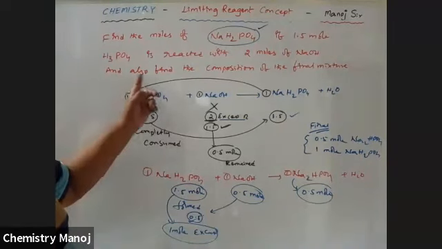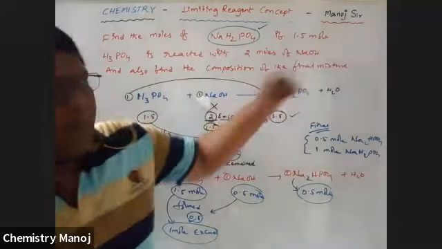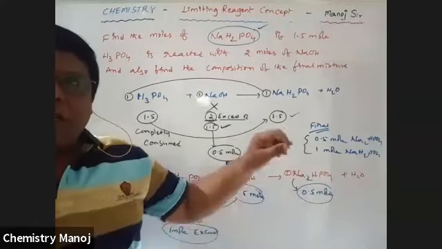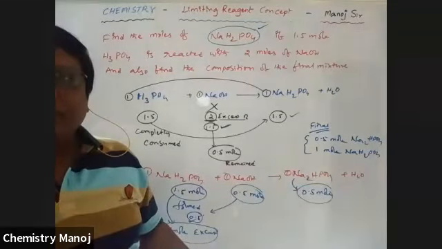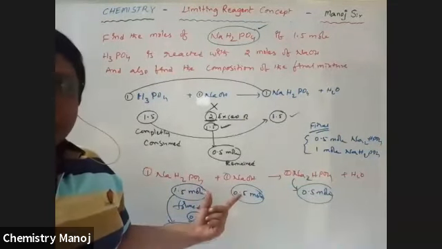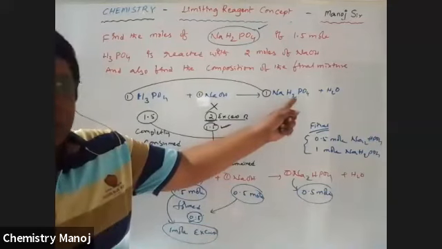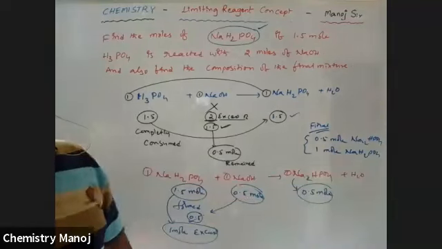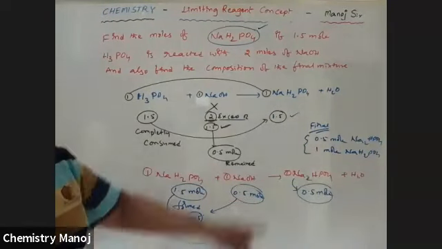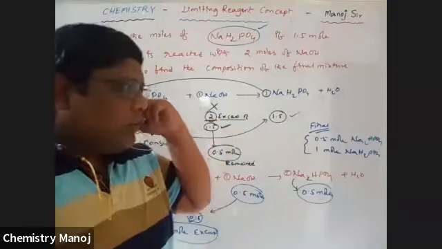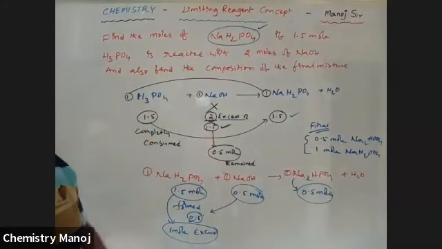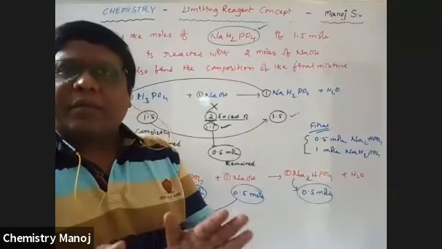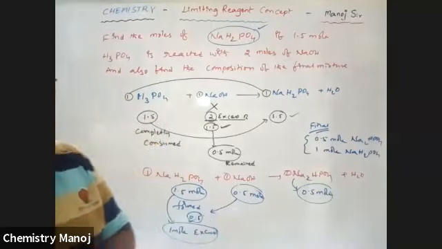Also find the composition of the final mixture. Final mixture means if acid and base are inside, automatically they must react with each other, because this is once again an acid and this is a base. So this is the entire reaction. The final mixture contains 0.5 mole Na2HPO4 and 1 mole NaH2PO4. Mind it, this type of problem is very important.